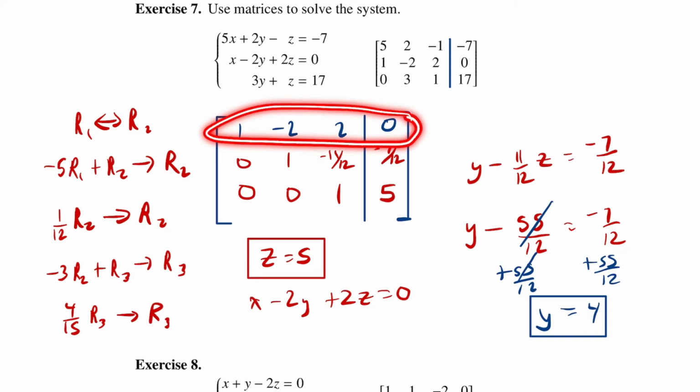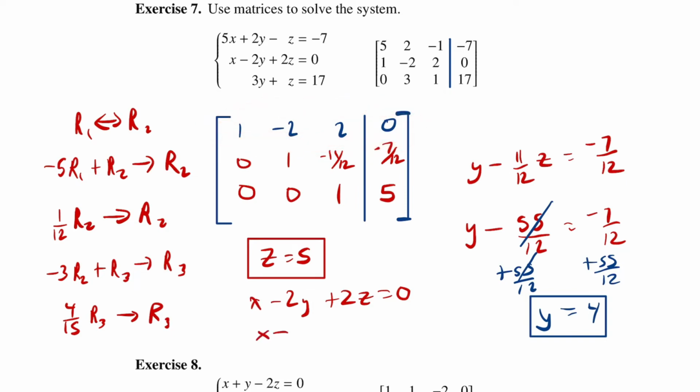We know y is 4, so that would be an 8. And z is 5, which makes this a 10. So that's going to be 2, subtract 2 to both sides, you're going to get negative 2. And that concludes that problem. So we have x, y, and z.